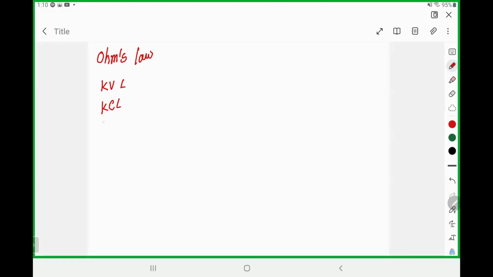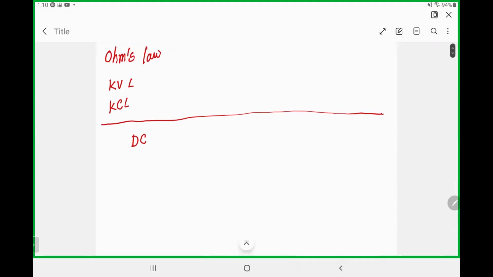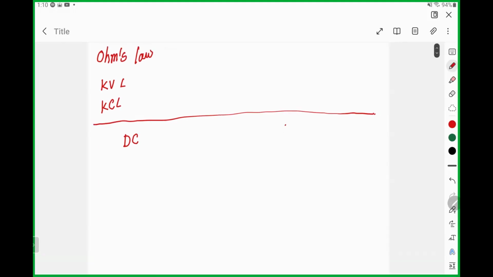So we end up from this point, and I have told you that we will discuss today about DC and AC. This is important to know, the difference between DC and AC. I know all of you know these things, but I want to just review this before I move to this topic.